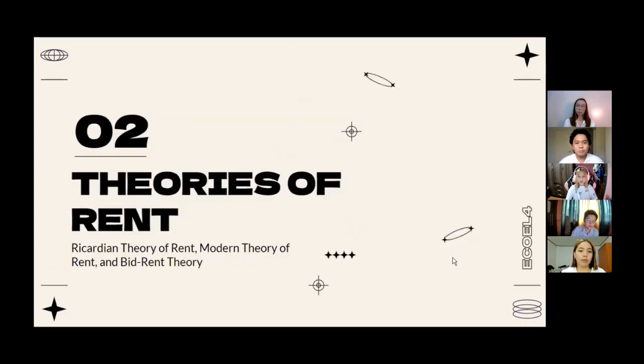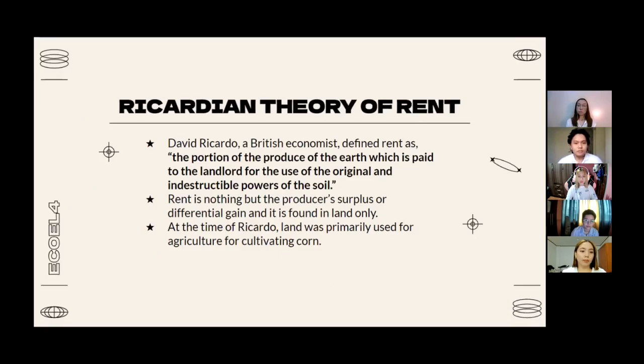So here I will be presenting the different theories of rent. Next slide. Various economists have proposed different theories for the origin of rent. Prominent among these theories is the Ricardian theory of rent, which I will present here, and the modern theory of rent, and an additional one, the bid rent theory.